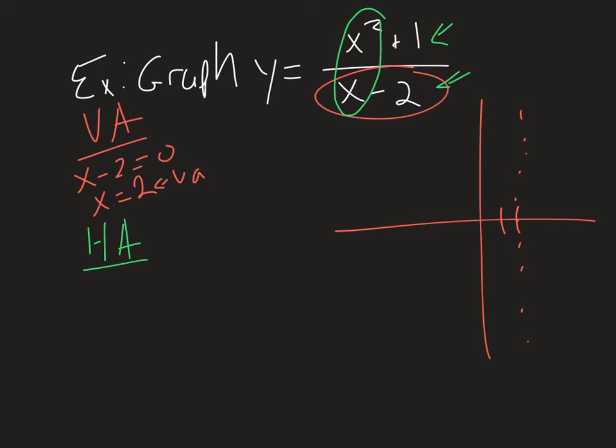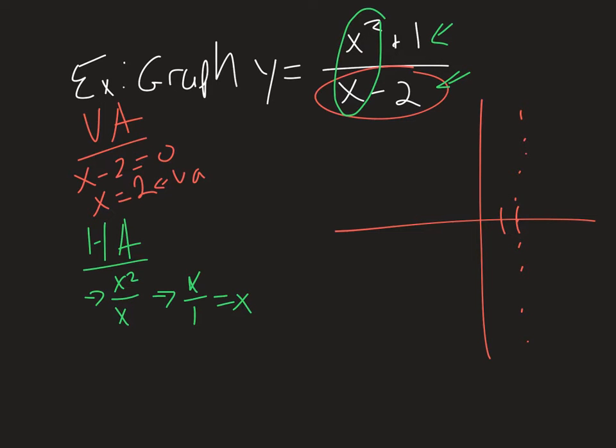Because as x gets sufficiently large, let's say millions, this +1 and this -2 really aren't going to do much. So this function is going to very much mirror this function, x squared over x, as x gets big enough. If I'm talking millions upon millions, if I take 1 away from 10 million, not really taking much away there. Which then I can reduce this to be x over 1 or just x.